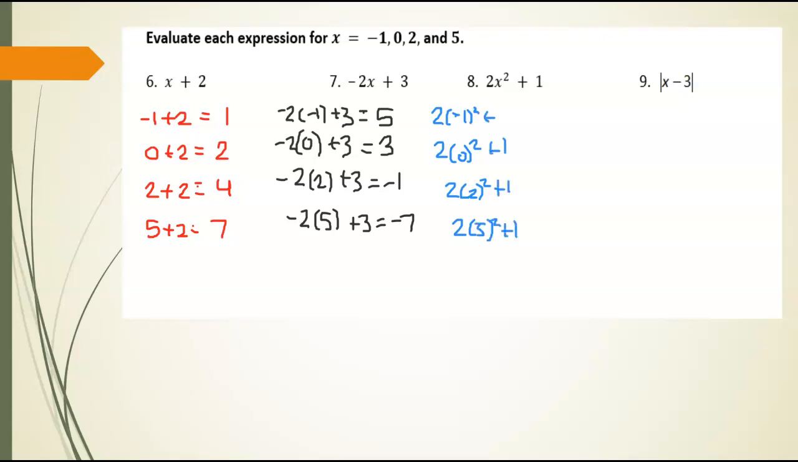Now we're going to square each term, multiply by 2, and then add 1. -1 squared is 1 because a negative and a positive square are the same. So 2 times 1 is 2. 2 plus 1 is 3. 0 squared is 0. 0 times anything is 0, so we get 1. 2 squared is 4. 4 times 2 is 8. 8 plus 1 is 9. 5 squared is 25. 25 times 2 is 50. 50 plus 1 is 51.